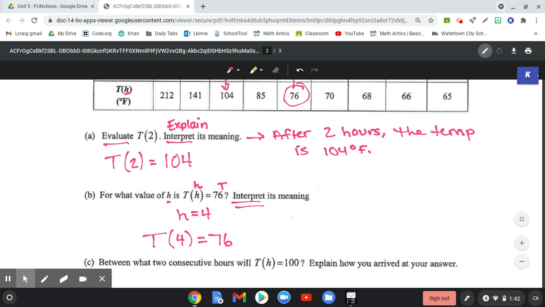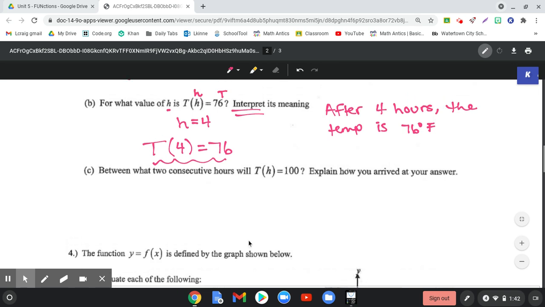So interpret, say that in words. Pretend like you're explaining this to someone that has no idea what function notation looks like. If they're just seeing this going, what does that even have to do with anything? Just explain. It's just a short way to write it. So after 4 hours, the temperature is 76 degrees Fahrenheit.